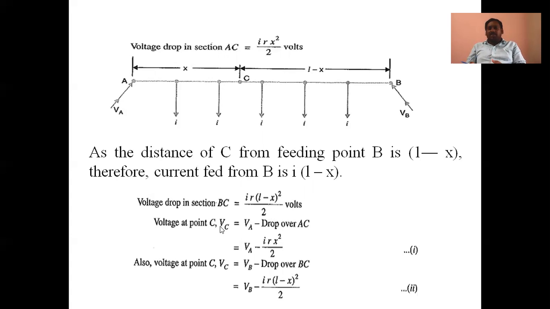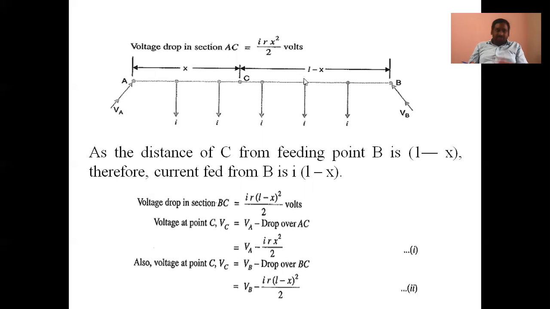Then the voltage at point C from BC is equal to VA minus the drop over AC, simple voltage division. If VA is a known value, VC is a known value, VAC can be calculated from this. VBC is IR into (L minus X) whole square by 2. VAC is IR into X square by 2, because point C is located at X meters distance. If we consider a point B here, then it is L minus X from the point. From A, the point C is located at X meters, and from B, the point C is located at L minus X.